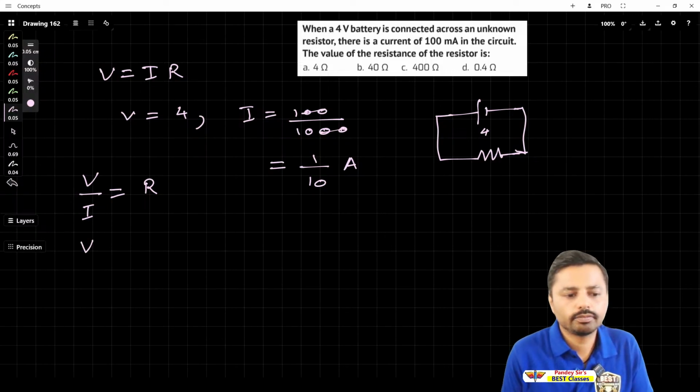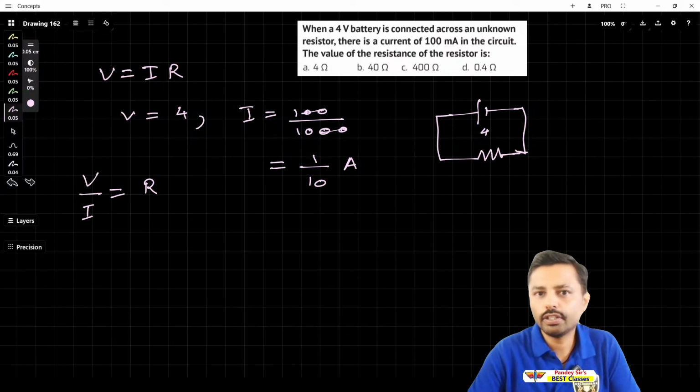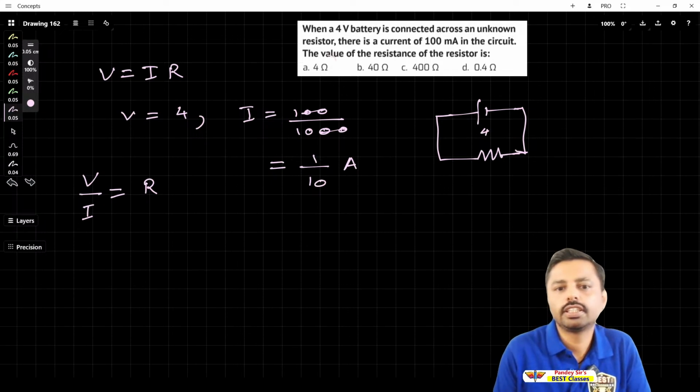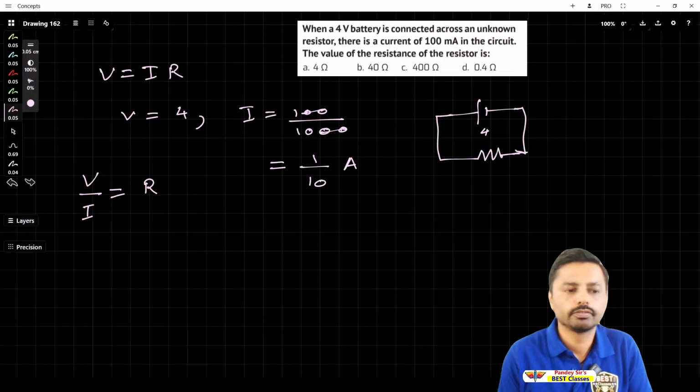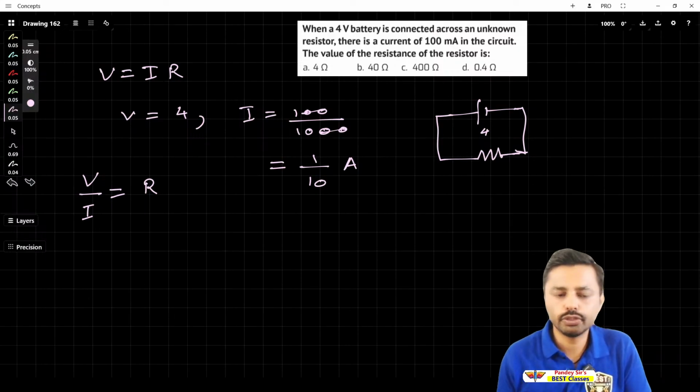V by, what is V? Put the values. Once you put the value and try to get it, let's see who gets the correct answer. It's 4, 40, 400 or 0.4. What's the resistance? Till you find out or till you guess, I'll try. Let's see who gets it correct.